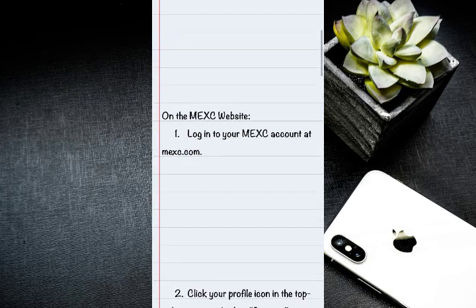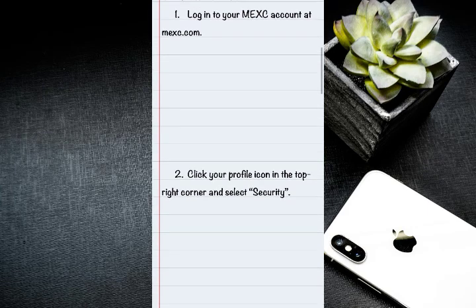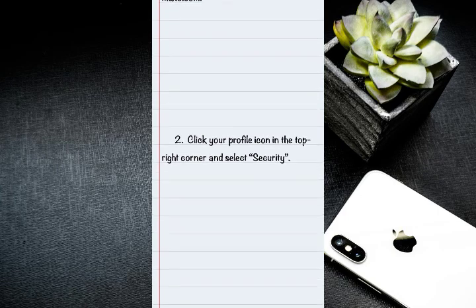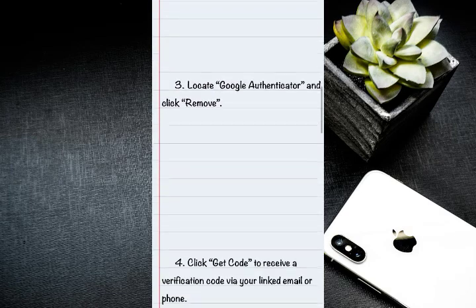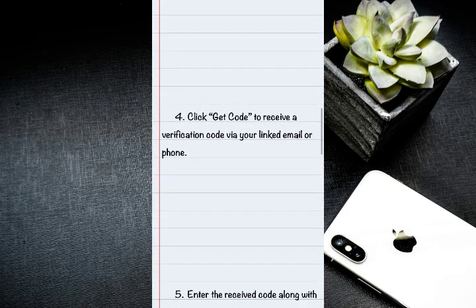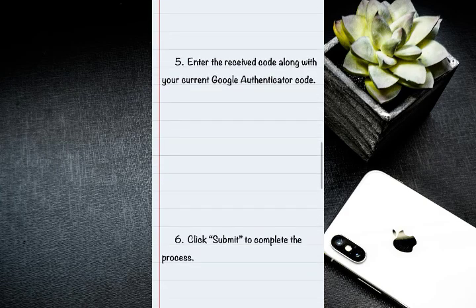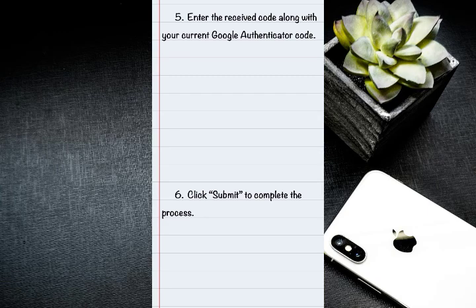To get started with the website version, the first thing to do is to log into your MEXC account at mexc.com. Then from there you have to click your profile icon in the top right corner and select security. Then on step 3 you have to locate the Google Authenticator and click remove. Then on step 4 you have to click get code to receive a verification code via your linked email or phone. Then on step 5 you have to enter the received code along with your current Google Authenticator code, and from that you have to click submit to complete the process.